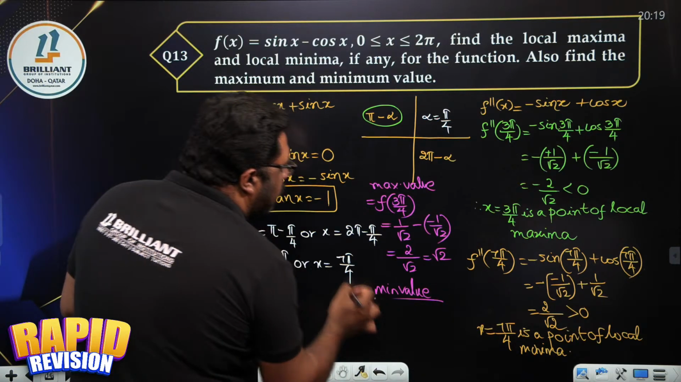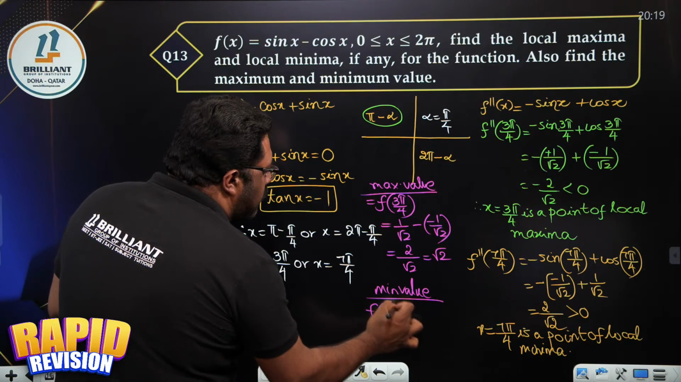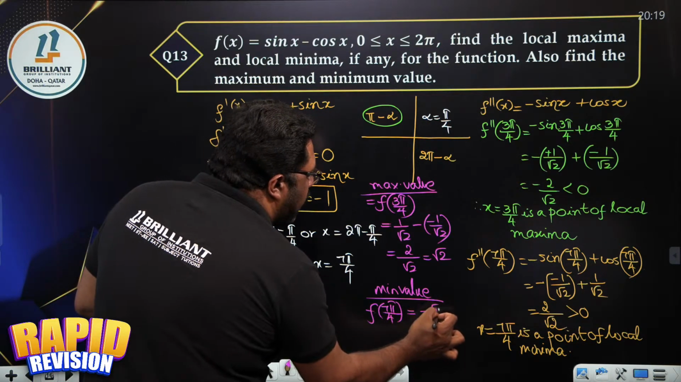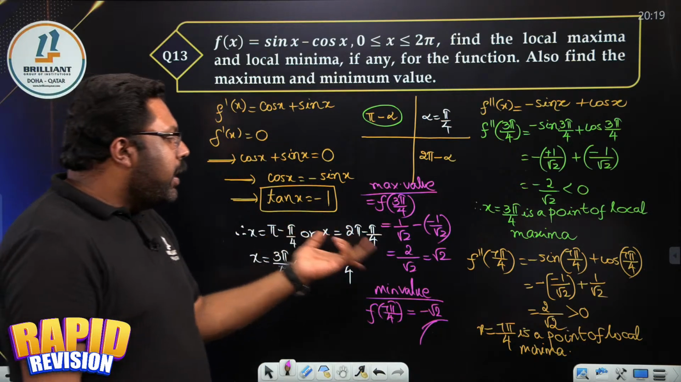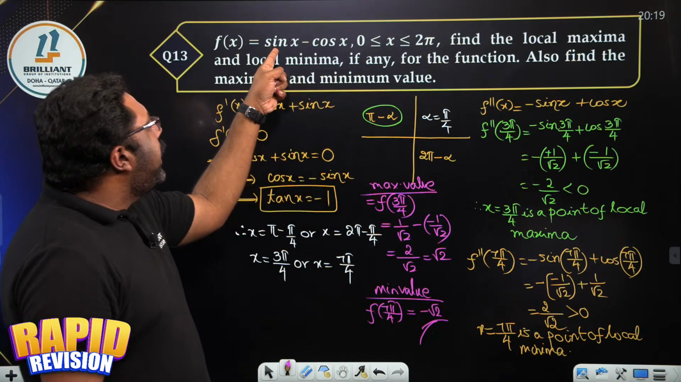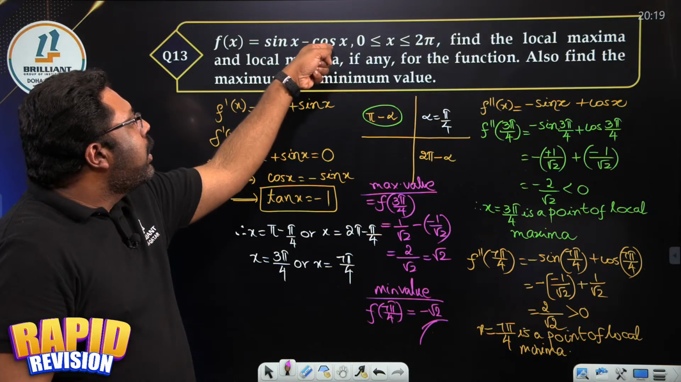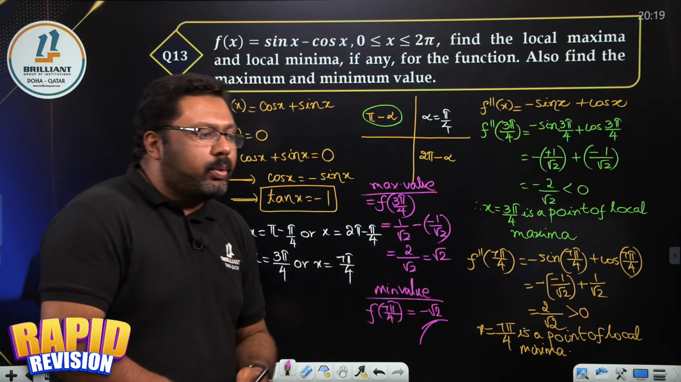f of 7 pi by 4, you can substitute, you will get the answer negative root 2. Minus 2 by root 2, which is negative root 2. You can substitute and check. Fourth quadrant, sine is negative. So minus 1 by root 2, cos is positive, but there is already a minus. Minus 1 by root 2, it's minus 2 by root 2, which is minus root 2.